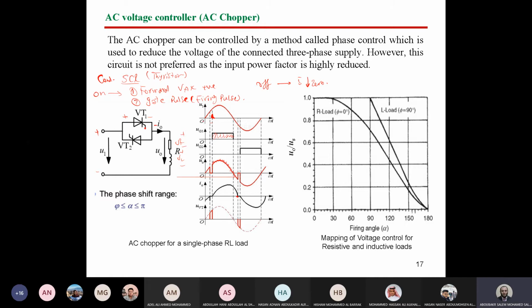Here we made firing at instant alpha. So we should make firing for the other thyristor at 180 plus alpha. So this is the instant now, 180 plus alpha. We made the pulses, as you can see from here. So it will repeat the same operation for the negative half cycle and so on.